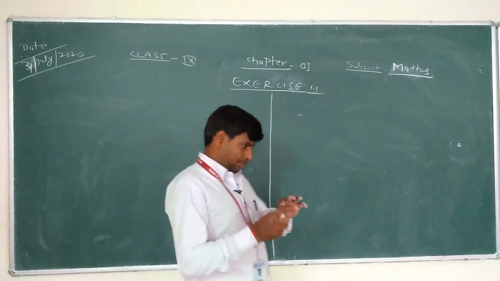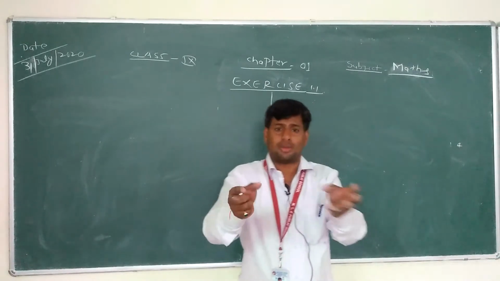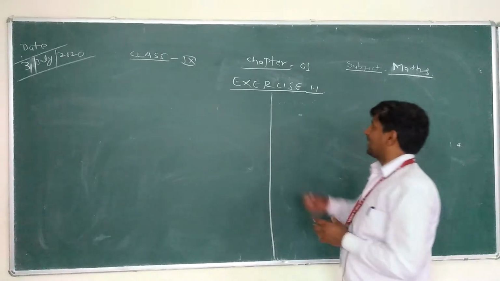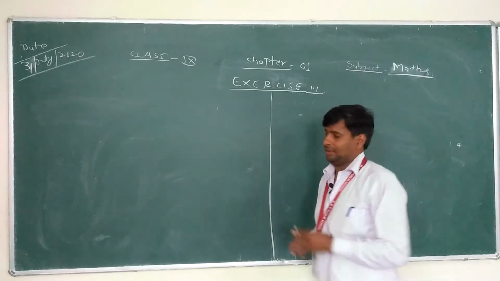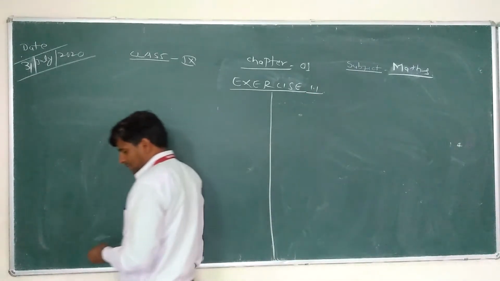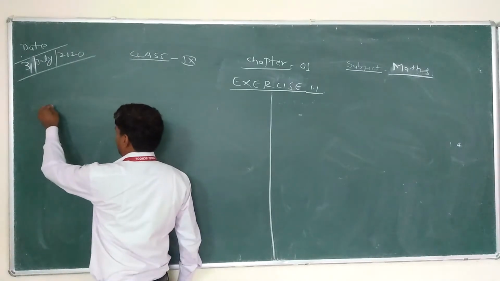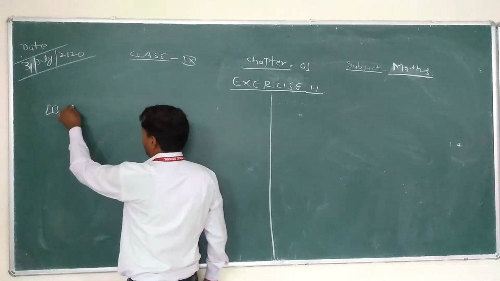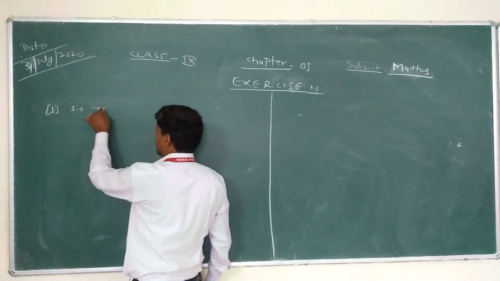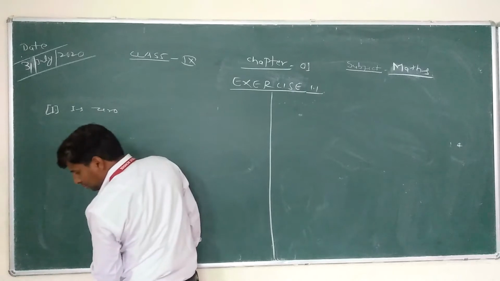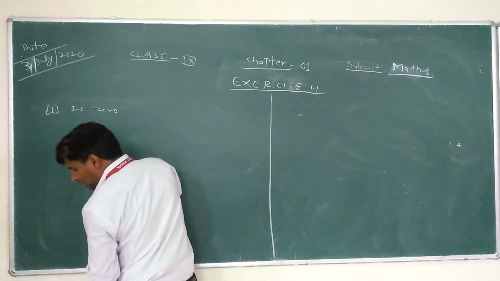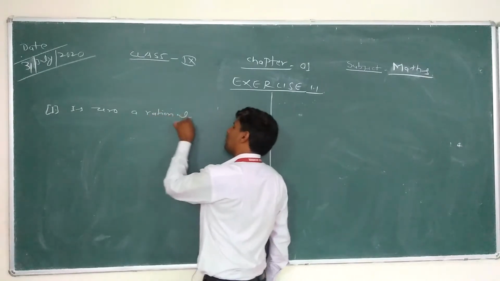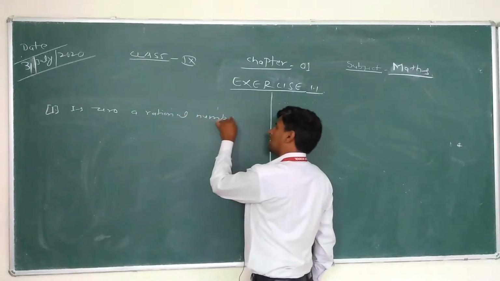Previous day we discussed the basic concept of this chapter, but today we start the exercise, that is exercise 1.1. So see students, we start with question number one. The question given is: is 0 a rational number?